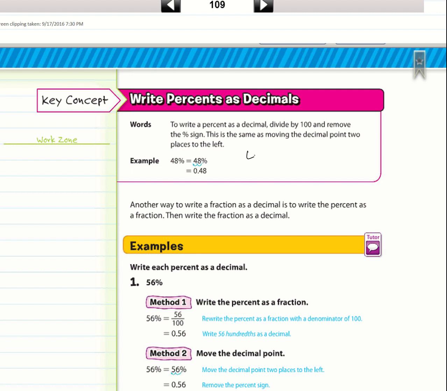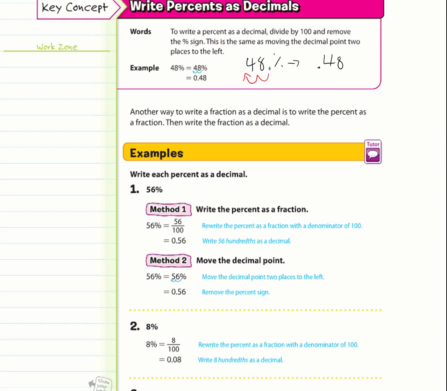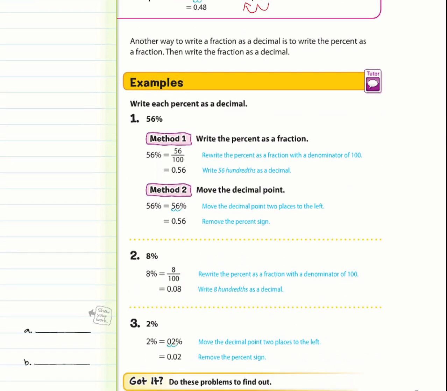So 48%. This is an imaginary decimal because there's no decimal places behind it, but if I move it 2 places to the left, now I have 48 hundredths.